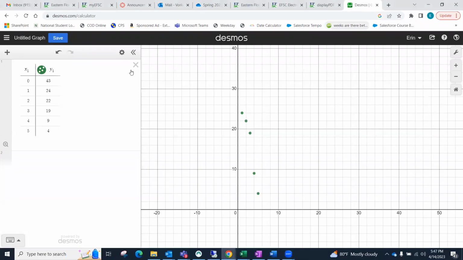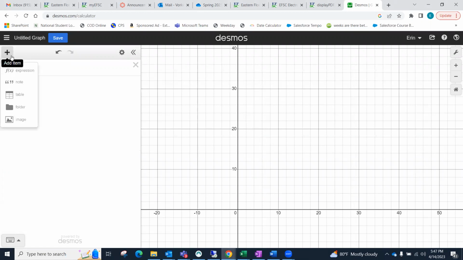I wanted to do an example in Desmos so you can understand how this program works. And this is the program you're going to be using to do your projects. So I signed into Desmos. It's free. You don't need to pay for it. And I went into the graphing calculator.